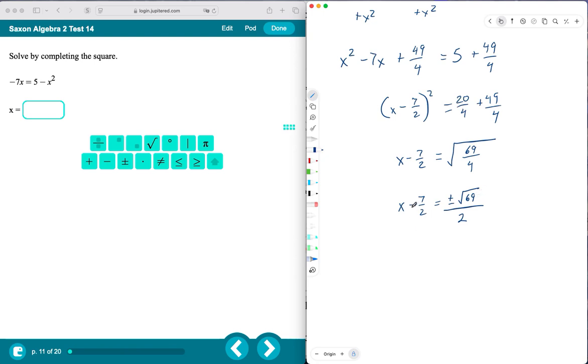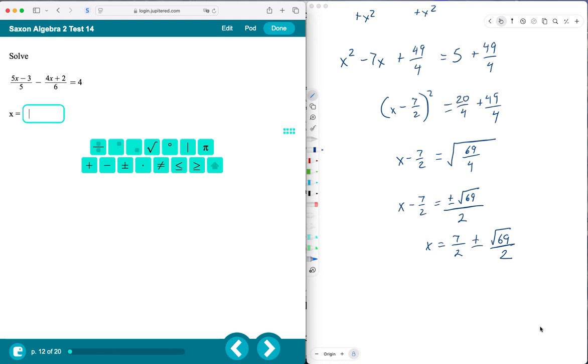So now we just have to get x by itself. So we are going to add 7 over 2 to both sides. So x is equal to 7 over 2 plus or minus the square root of 69 over 2. And this is your solution. Okay.